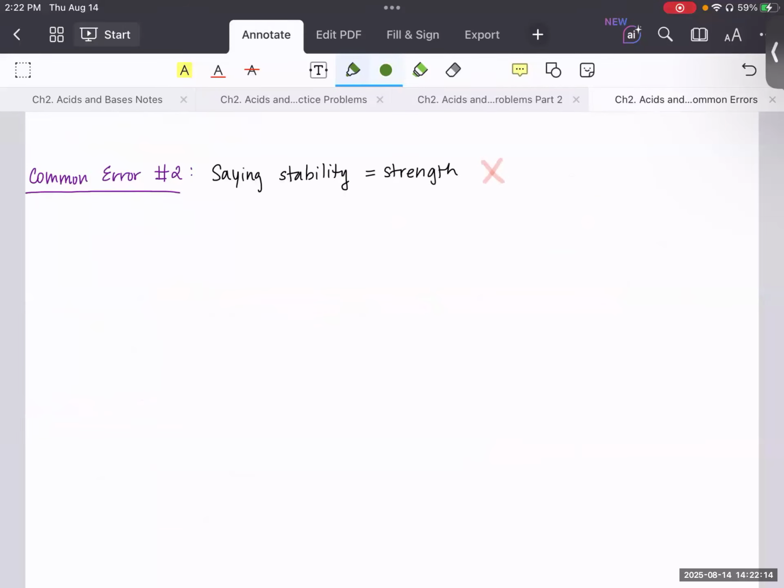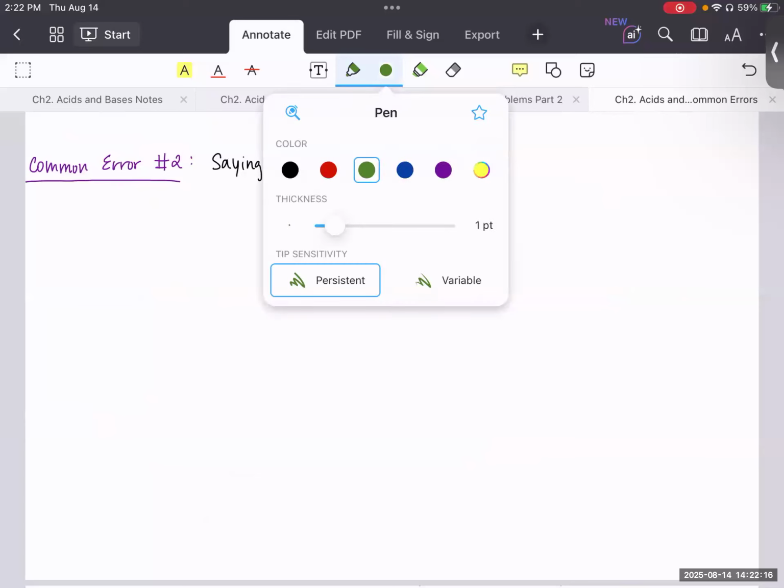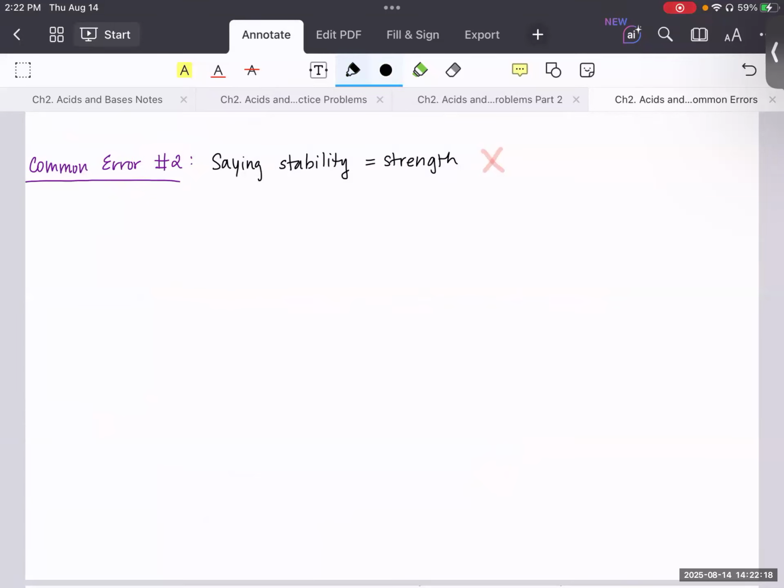All right. The next common error is confusing stability with strength. In the previous video, we talked a lot about equilibrium and about what it means to have a weaker or stronger acid. A lot of times what I found is that students sometimes confuse stability with strength. They are not the same thing.